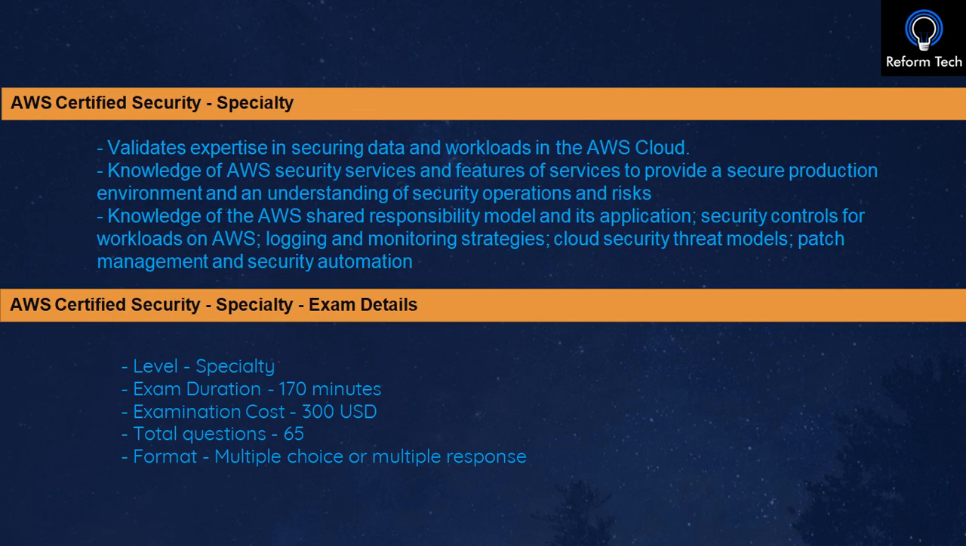And the next one is AWS Certified Security, and so you should have knowledge of AWS security services. There are a lot of AWS security services, so you should have knowledge of them, and knowledge of the AWS shared responsibility model and its applications, and logging and monitoring strategies. Also, you should have good knowledge of them. And the exam details are: exam duration is 170 minutes, examination cost is 300 USD, and total questions are 65.